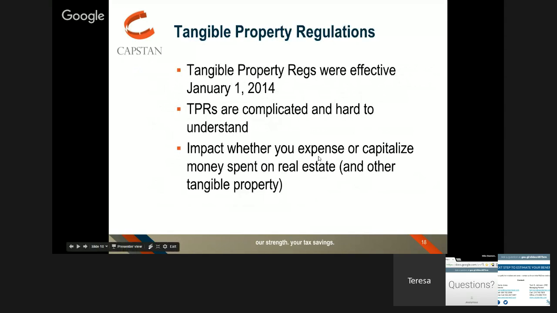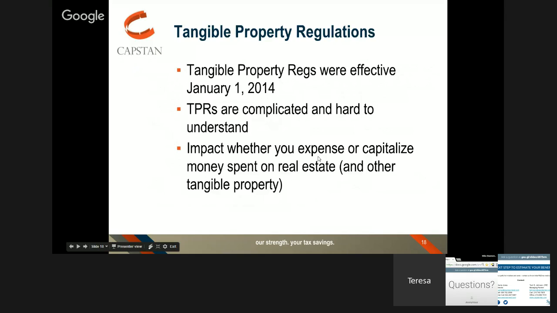Another development was the tangible property regulations that came out effective January 1st, 2014. I've got to tell you, these are really complicated and hard to understand. We have spent a ton of time teaching our CPA clients about these and also folks like yourselves. But at the end of the day, what these regulations do is they look at when you're spending money on improvements on your facility: do I expense this spend or do I capitalize it on any of your tangible assets? From the research we've done and the time we've spent, there's a process that you follow in looking at whether you expense or capitalize.